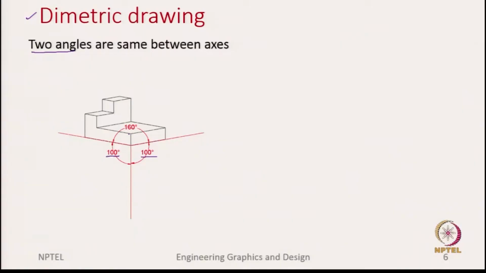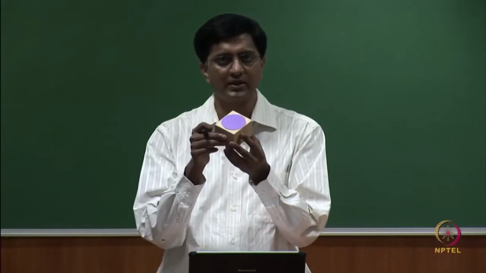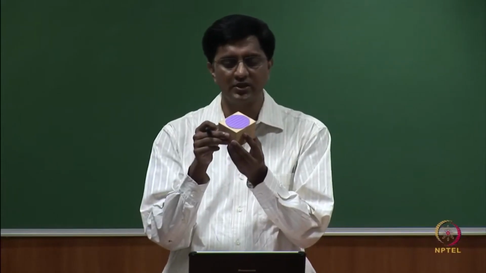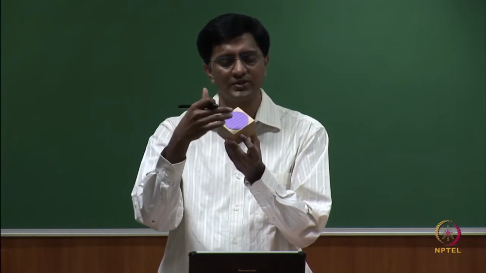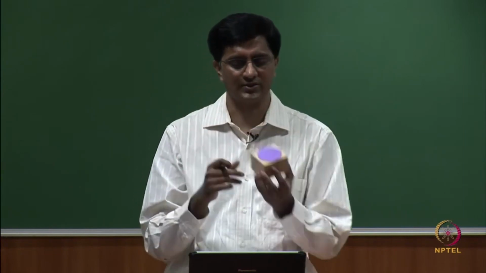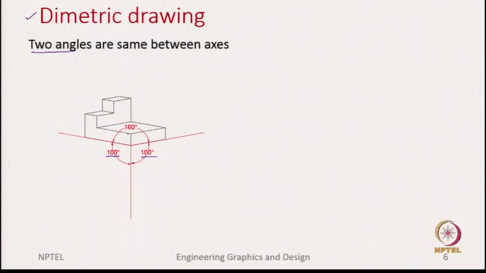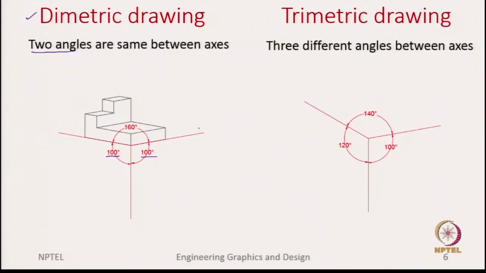Here, since it is 160, this happens. Of course, instead of making it 160, you can tilt it in this fashion, then the top view gets more emphasis and the other two less emphasis. Okay. And lastly, the three angles are different. For example, here we say 120, 100 and 140. So, here is our solid in this trimetric drawing.